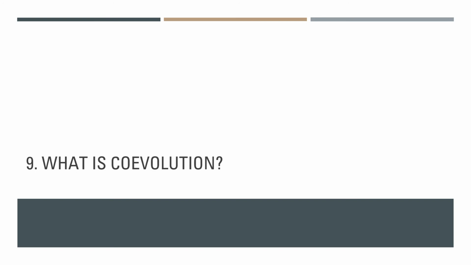Number 9. What is coevolution? Because we're talking about ecosystems and we're talking about population interactions, we're going to be talking a little bit about evolution, how things work in with each other. So coevolution. What is coevolution?